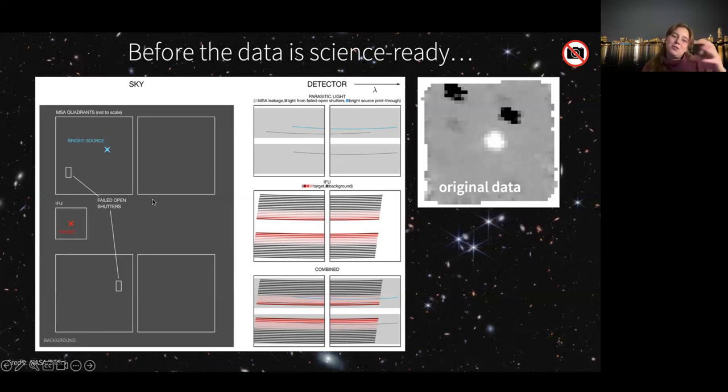But what happens if you use a different mode on this instrument, it turns out that some of those shutters could fail to close. And so you get some light from a different object in the field where you're looking with the telescope. You get that light leaking in and polluting your data. And so that's essentially what's showing up over here.